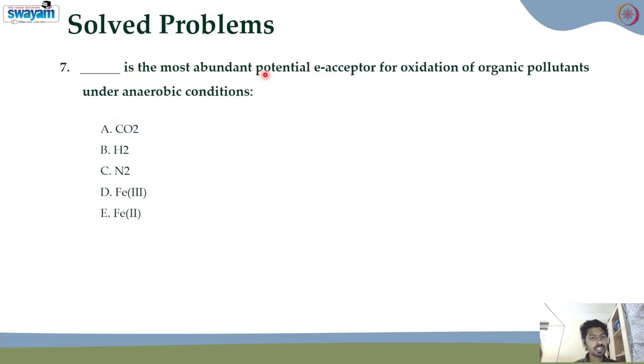What is the most abundant potential electron acceptor for the oxidation of organic pollutant under anaerobic condition? Option A, CO2; option B, H2; option C, N2; option D, Fe3; and option E, Fe2. So, which is the most abundant potential electron acceptor for oxidation of organic pollutant under anaerobic condition? You can post your answers.